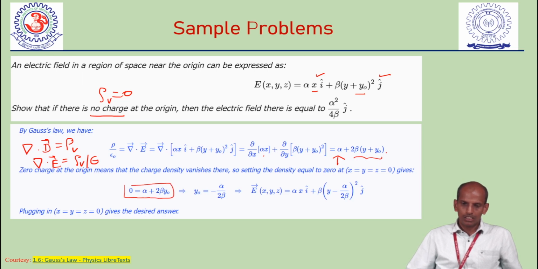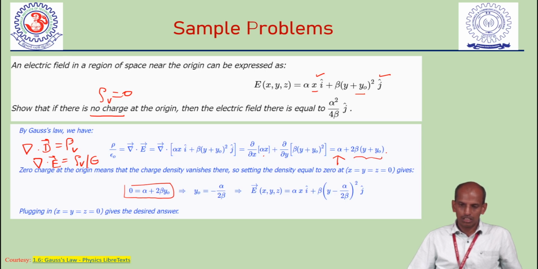So once we equate this to 0, y naught is minus alpha by 2 beta, definitely. Then what can I write? I can write E as a function of x, y, z as alpha x i plus beta times (y minus alpha by 2 beta) squared j hat. And as it is saying that at the origin, x will be 0, y will be 0, at the same time z will be 0.